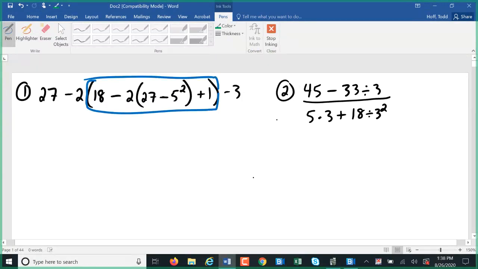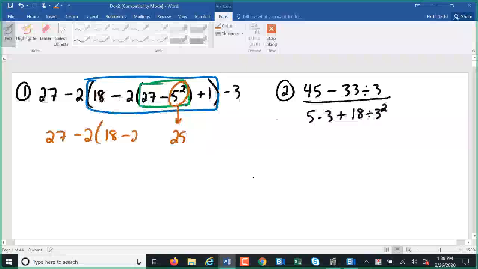Inside there, we have another set of enclosing symbols. So we're moving inside this parentheses. In there, no more enclosing symbols, but we do have an exponent. 5 squared. So 5 squared is 5 times 5, or 25. And the rest of the problem is exactly how it is.